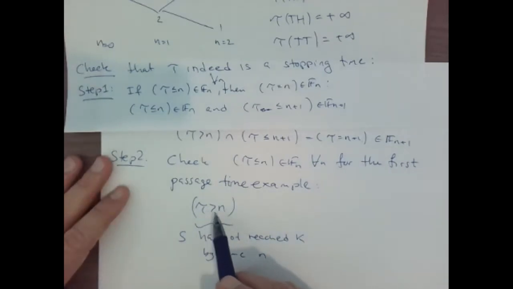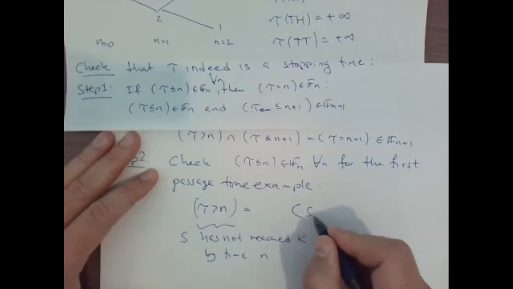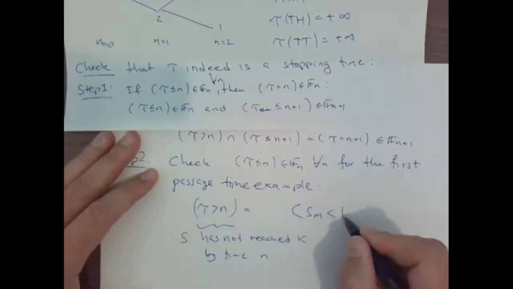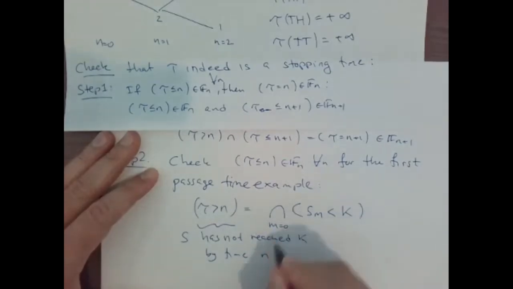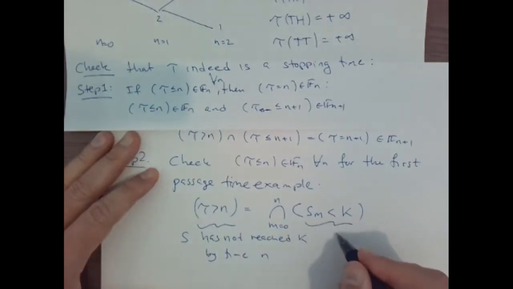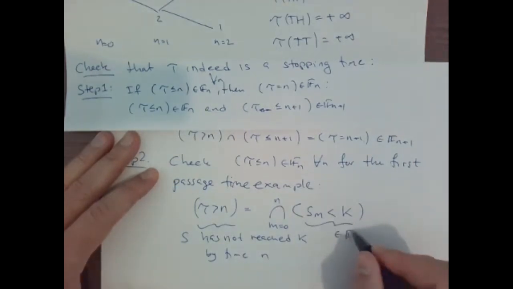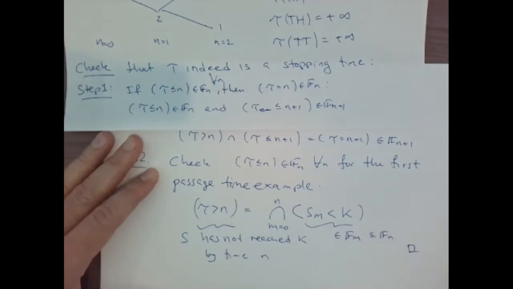Apparently on this set, it hasn't happened. So if I'm looking at S_m, it has to be less than K, and it has to be like that for all prior times. These elements belong to Fm, and m runs from 0 to n, so this is something that's inside Fn. So that's the proof.